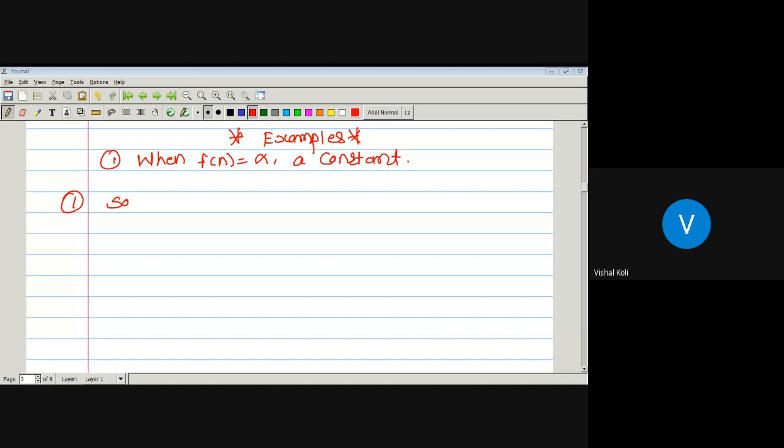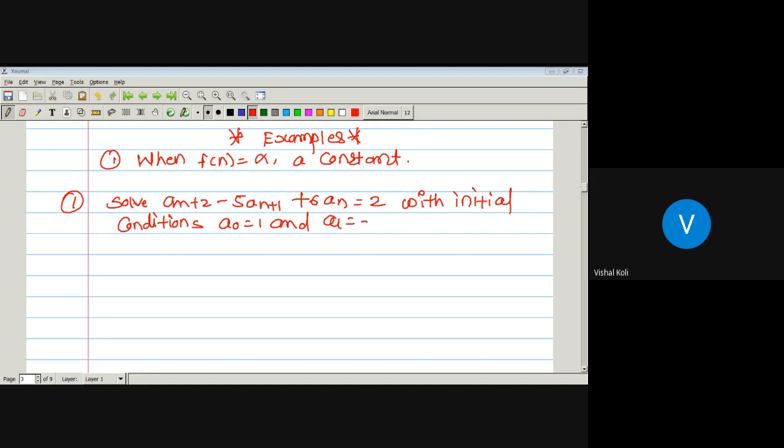Solve a(n+2) minus 5 times a(n+1) plus 6 times a(n) equal to 2, with initial conditions a0 equal to 1 and a1 equal to minus 1. So how can we solve this one?